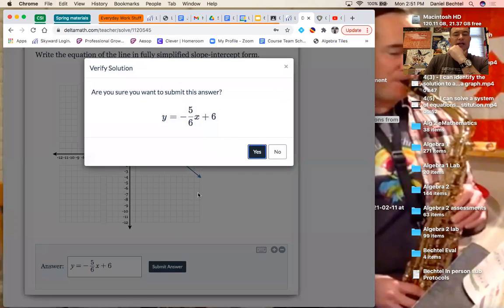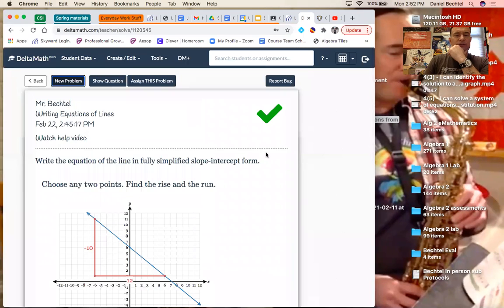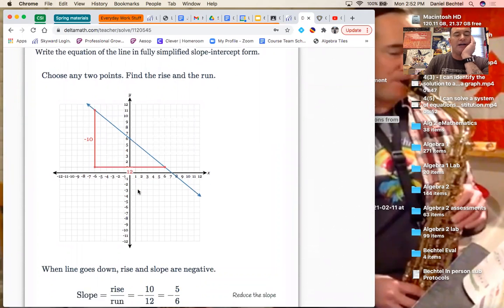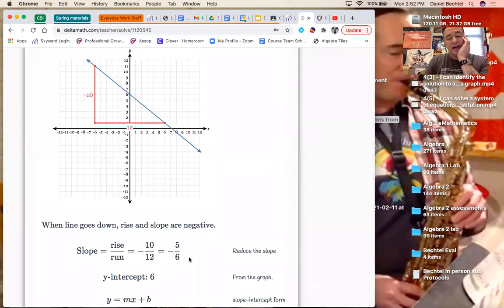It asks, hey, do you like that? Our answer is, well, yeah, we do. That's right. Check. It gives us a good idea. Now I want to show you something about what they did here. They went through and did their points all the way from this one over to this one. They did -10/12 to show you that you can reduce that fraction as well. They want your fractions reduced with the slope.